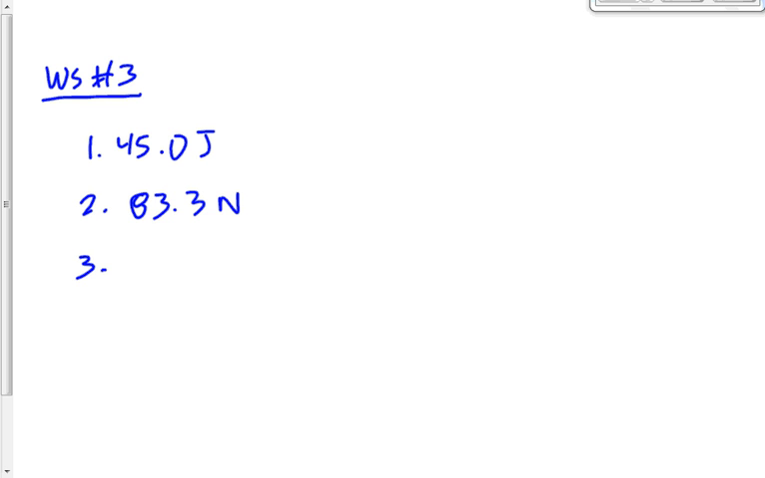And number 3, what's the answer to number 3? This is pretty much the same question. In number 2, it says 1,000 joules of work is done. In number 3, it says 1,000 joules of energy is gained. What's the difference there? Change in energy is work. It's the same question, phrased slightly differently. So the answer for number 3 is 83.3 as well.